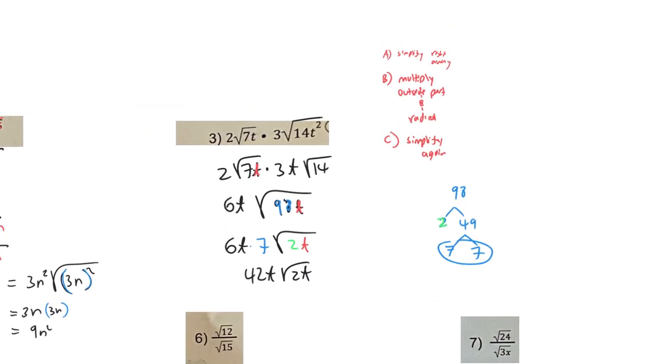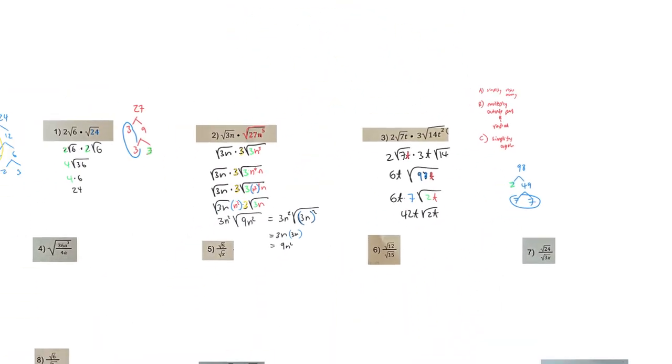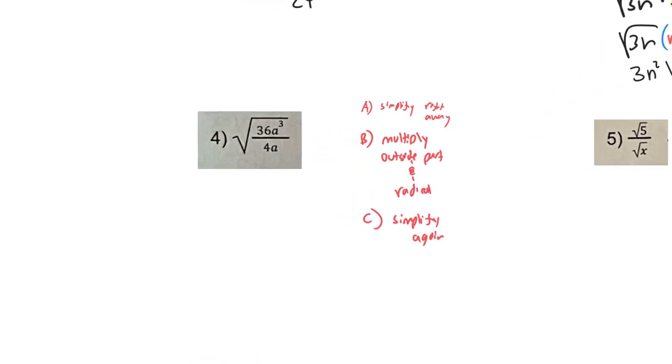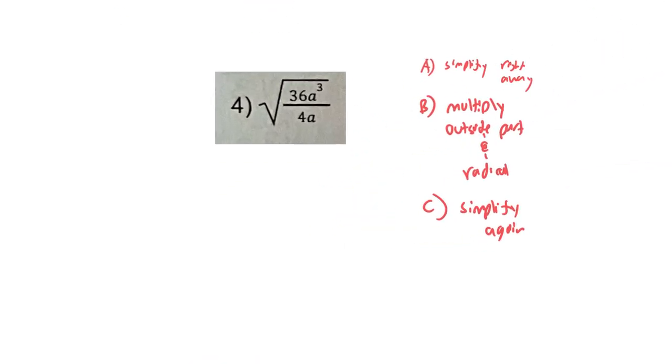Okay, so once again, this step-by-step process seems to be working out decently for us. There might be some exceptions, but we're going to find out. Okay, looking at problem number 4, simplify right away. Well, I kind of like this.